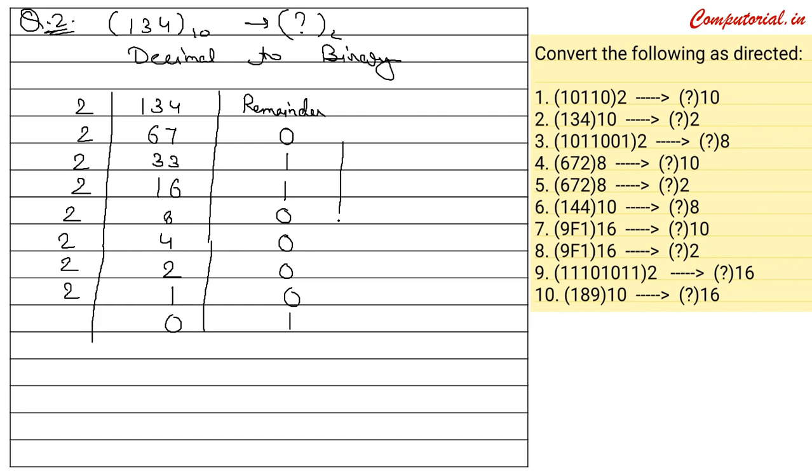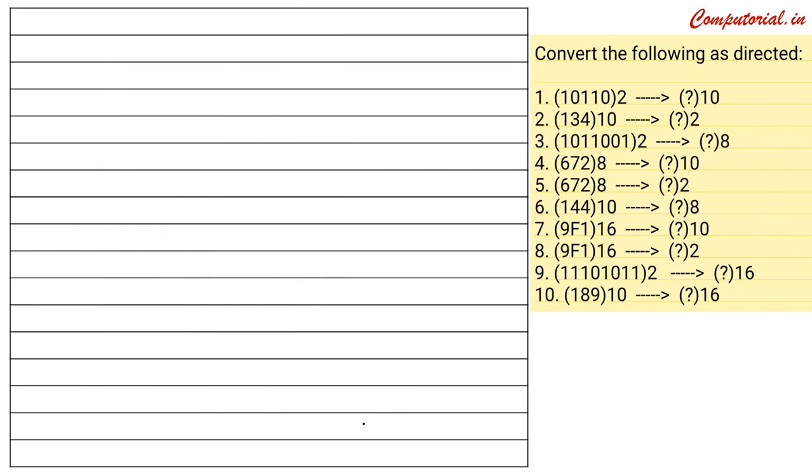After doing this much, we have to put this arrow from bottom to top. It means in the reverse sequence, and then we have to note down the digits. That is 1, 4 times 0, 1 1 0 with a base of 2 as your answer. That's it. Fine. Now let's move to our question number 3, a binary to octal conversion question.